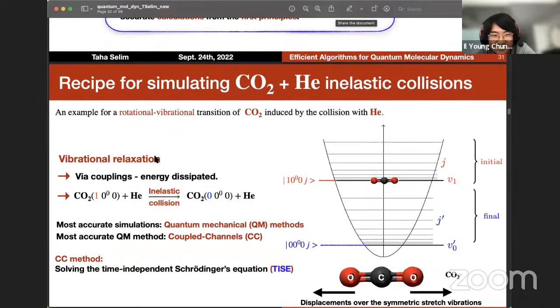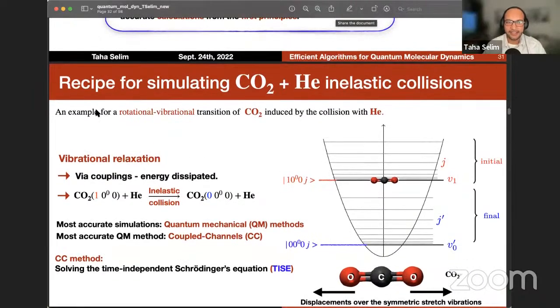Okay, thanks. Now we see an example of rotational-vibrational transitions of CO2 induced by collisions with helium. This transition will happen due to the collision. We see here the harmonic oscillator, over one mode, the symmetric stretch. The two oxygen atoms make a displacement in a symmetric way for that mode. Here we see the ground state, and here the first excited state in the symmetric stretch.